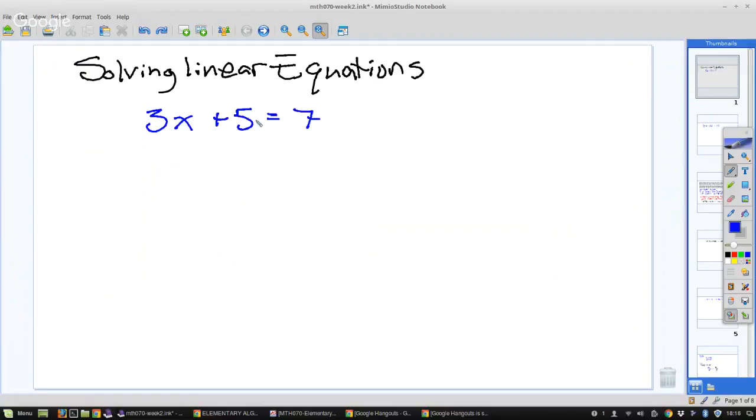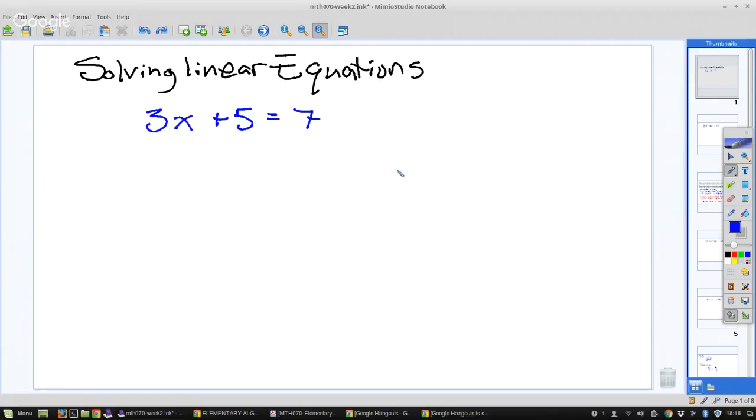This is what we call a linear equation because I have a number times a variable plus or minus some other number. So situations like that are called linear. If you ever have two variables multiplied together, or a variable squared, or a variable divided by a variable, it's no longer what we call linear. We'll get into that in a couple of chapters. For now, it's a linear equation.